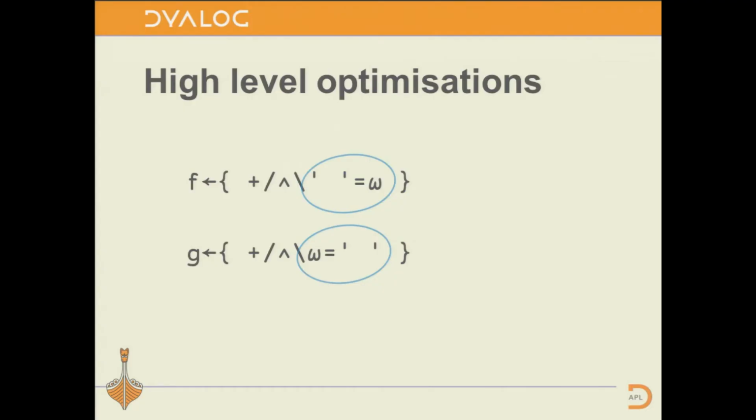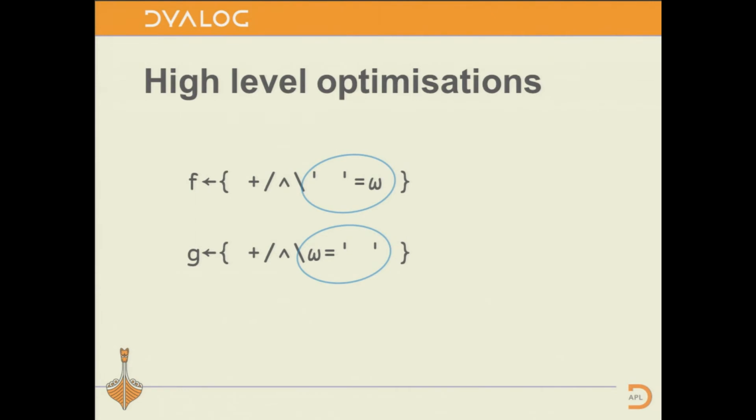And another thing, I mentioned the current idiom system. Currently, I think this sequence here, starting with the open brace, the sum of the and scan of where the argument is a space, gives you the number of leading spaces in a string. But people forget these things. Maybe you wanted to write omega equals space instead of space equals omega. At the moment, the idiom system is not clever enough to cope with that kind of variation.